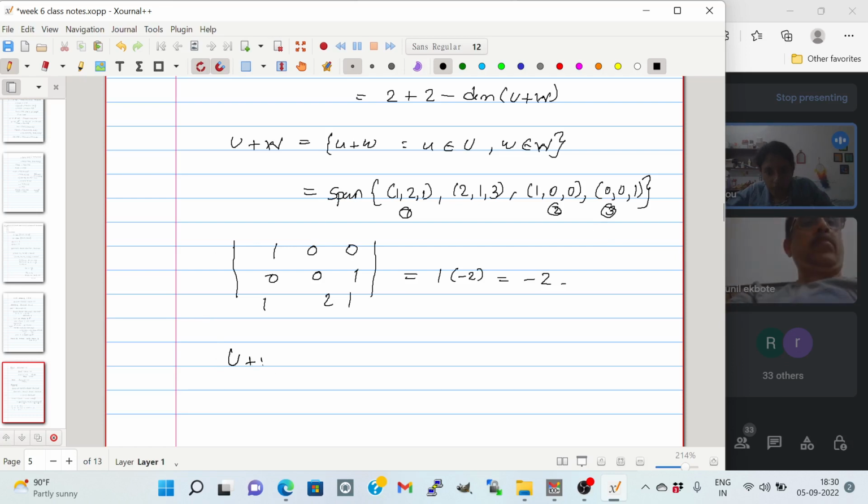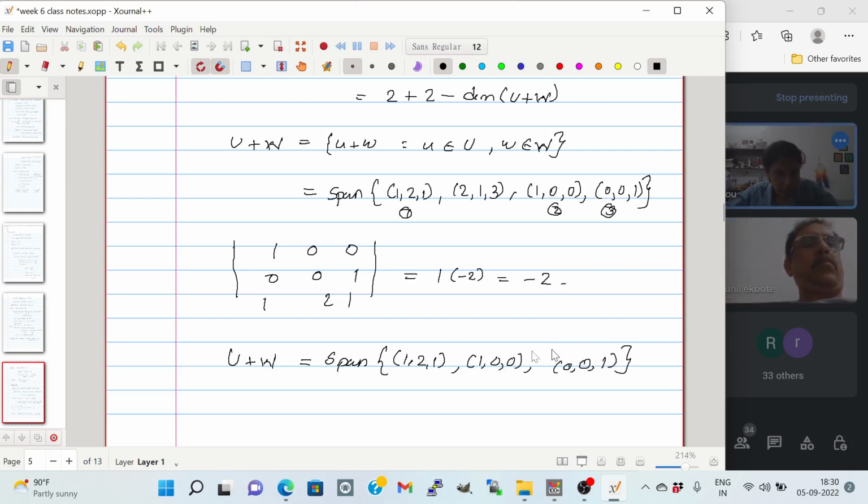So what we are getting is U plus W is the span of 1 2 1, 1 0 0 and 0 0 1. Okay, so this is a spanning set and a linearly independent set. So this is a basis. So 3 elements span the set, which means this is our full R3, right? So U plus W is our full R3. So what will be the dimension of U plus W? It will be equal to 3.